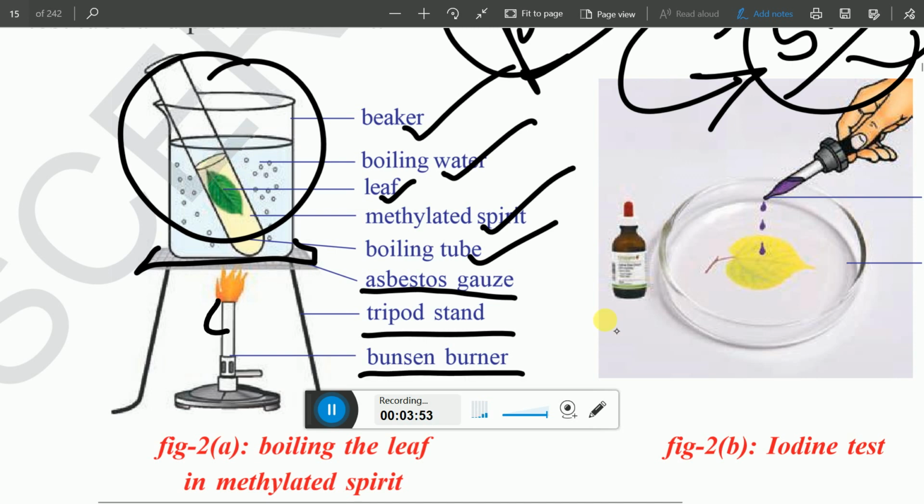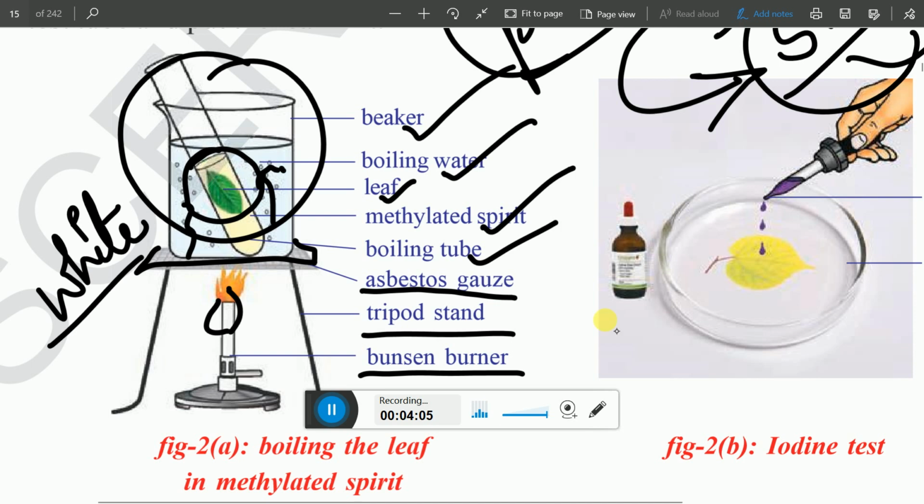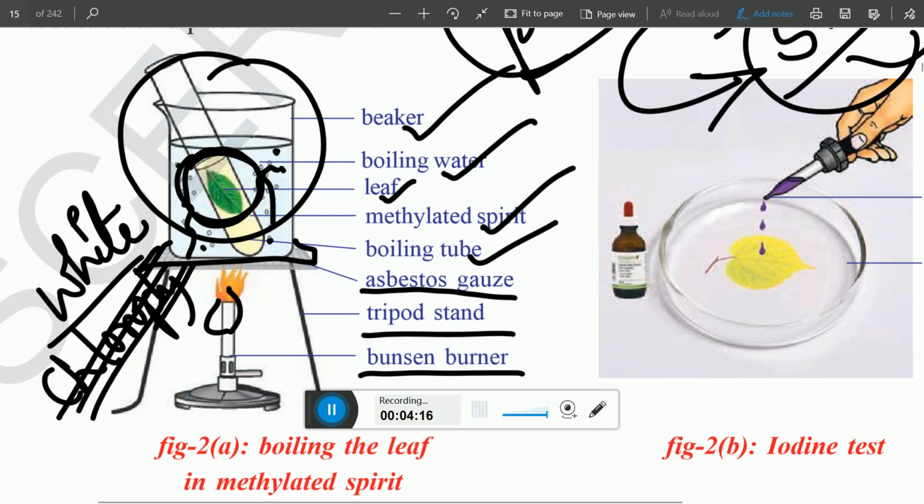So when it starts burning, what will happen here? The water gets heated. After the water gets heated, what will happen here? This green color leaf will turn into white. Then what will happen here? Anyhow, the bubbles will be produced. That is of no use here. We need only what will happen to the leaf. So the entire chlorophyll pigment will be removed with the help of methylated spirit. So here we are using methylated spirit.